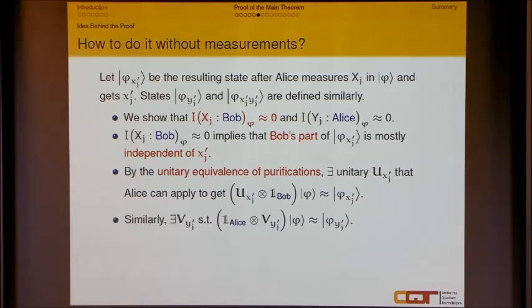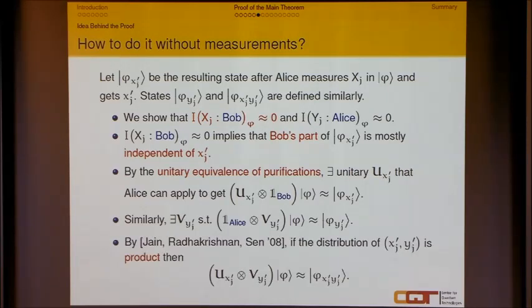So of course this is symmetric, so there also exists a unitary for Bob, which he can apply to get the state close to phi yj prime. Okay, so of course the natural question is what happens if they apply these two unitaries together.